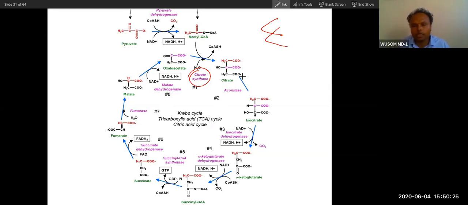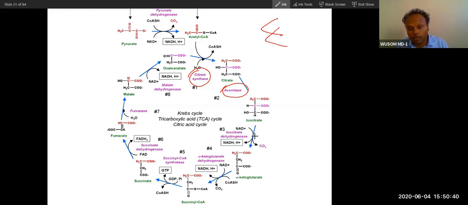Now citrate will convert into isocitrate. This is actually a hydrolyase, a different mechanism, and I don't want to go into the mechanism. So citrate will convert into isocitrate. Now isocitrate will be catabolized.